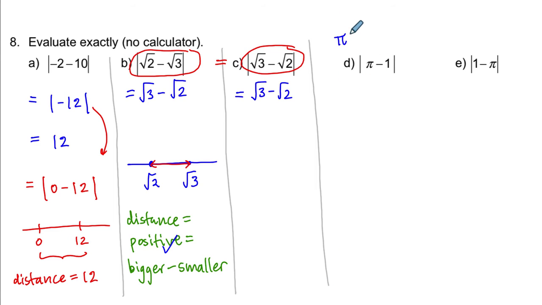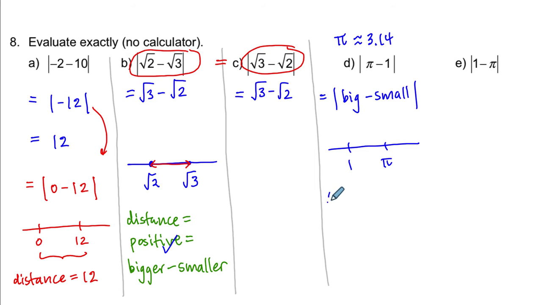In part D, we know that pi is approximately 3.14, which is a bigger number than 1. And so we can see that we have the absolute value of a bigger number minus a smaller number. We can plot those on a number line. 1 goes to the left, and pi goes to the right. And so our distance is going to be a positive answer, which is the bigger number minus the smaller number without absolute values. And so the absolute value of pi minus 1 exactly equals pi minus 1.